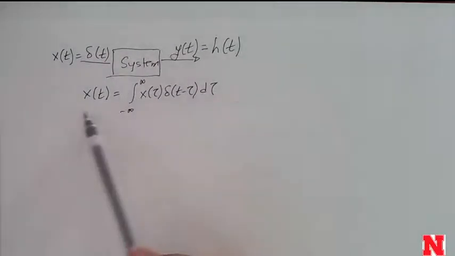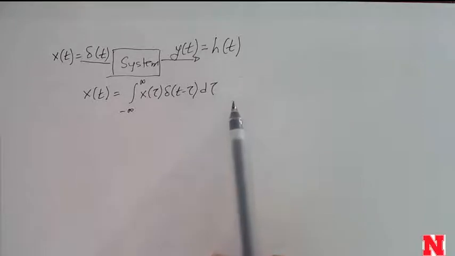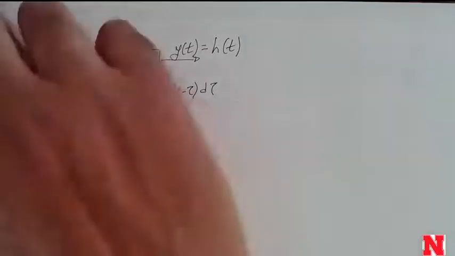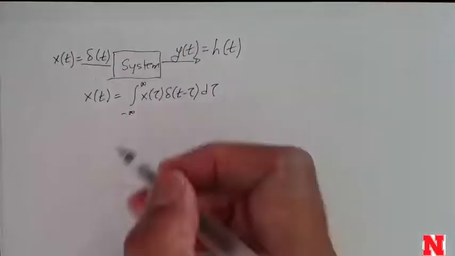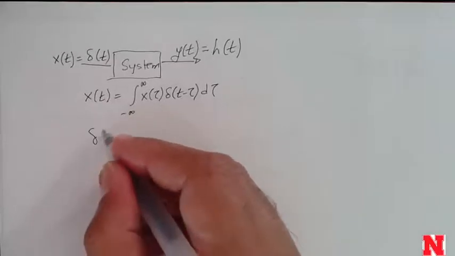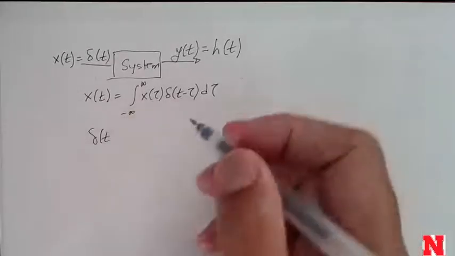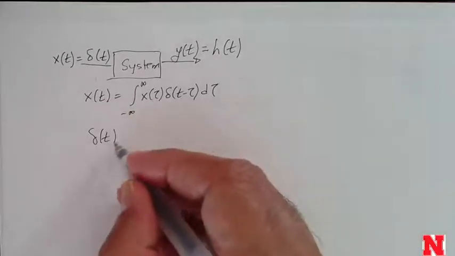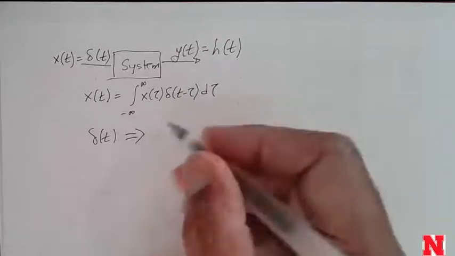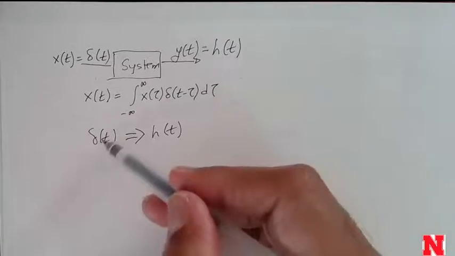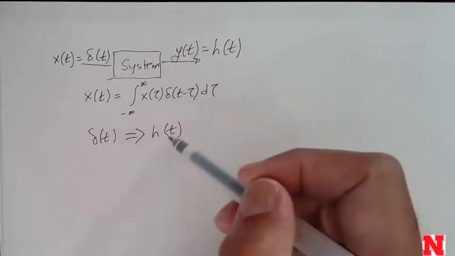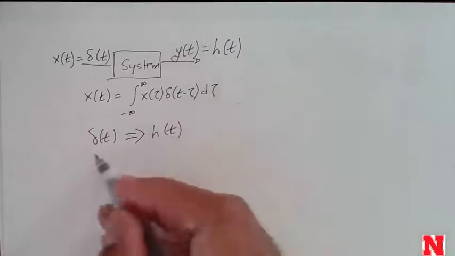So this is what we're going to use in order to develop the input-output relationship of a linear time-invariant system using the impulse response. So we'll go through the same steps again. If I have an input delta of t, then the output is the impulse response h of t. So if the system input is an impulse, the output is the impulse response.